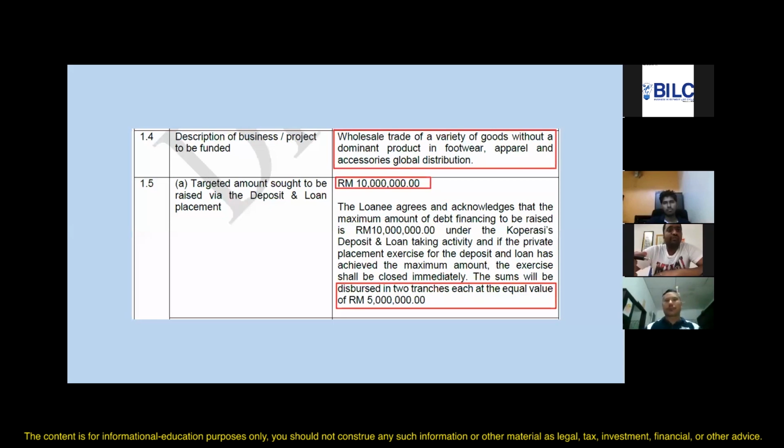Usually the term sheet will also state the description of the business. What is it doing? In this case, it's GPP. It says that it's a wholesale trade of a variety of goods without a dominant product in footwear, apparel, accessories, and global distribution. You can also see that the target amount sought is 10 million, disbursed in 2 tranches of equal value, 5 million each. This highlights the total amount of money that has to go into the system from this corporation. Next.